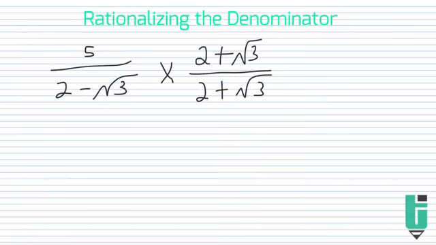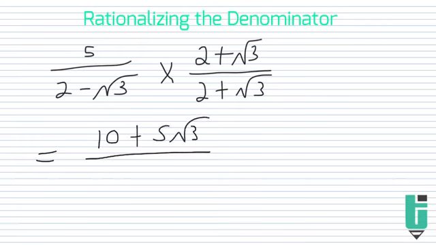Okay, now we can go and multiply this out. So at the top we'll have 5 times 2, which is 10, plus 5 times square root 3, which is 5 square root 3. Cool. And at the bottom, you'll see how the difference in sign actually helps us now. So here we had a minus and a plus, and we'll see how that helps us. So we'll first multiply the 2's. 2 times 2 is 4.